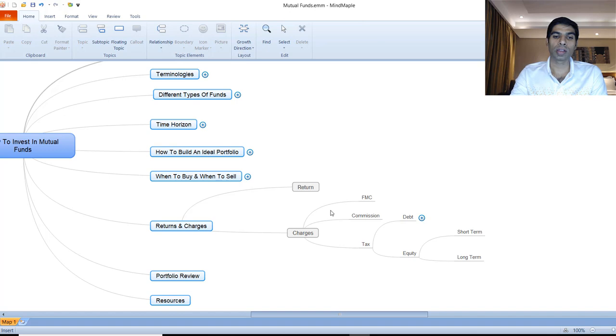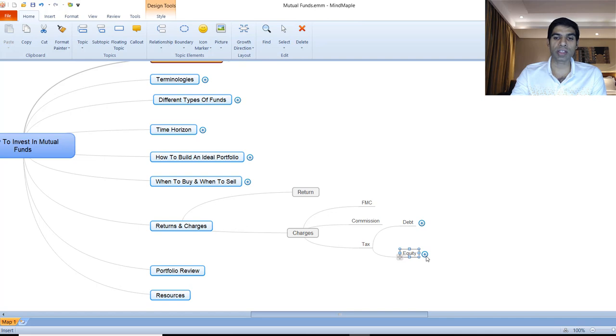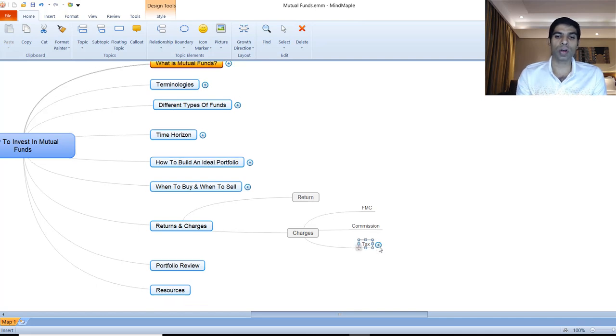So these are the charges, and these are a few things that you need to keep in mind while you're investing in a fund. So if it's a long term, then you stand to gain as far as taxation is concerned, right? So we have almost come to an end. Now in the next video we'll be looking at the portfolio review, how you can actually do that, and let's dive into it.